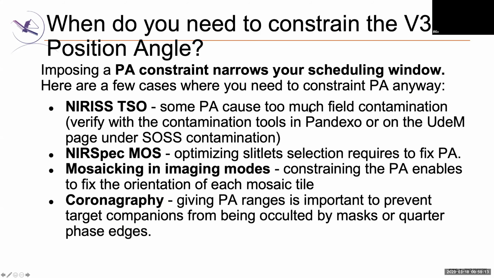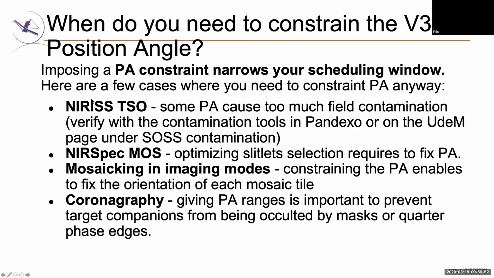Okay, so actually, when do you need to constrain the V3 position angle? You have to keep in mind that if you constrain your position angle, then it narrows your scheduling opportunity. Usually for many targets, there are two visibility periods throughout the year of, say, roughly a month each. And if you want to have your observation set at a defined PA, it could narrow it to maybe a week on each window.